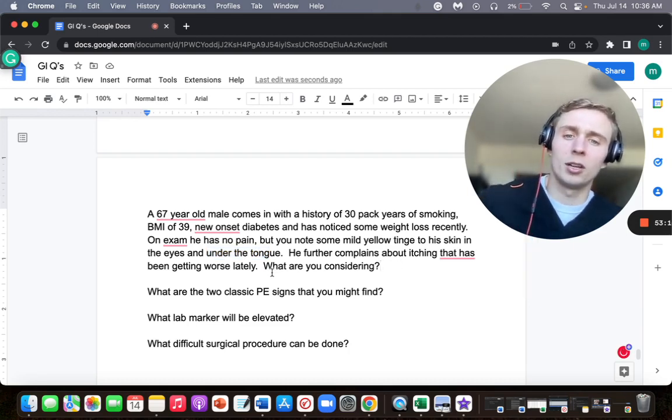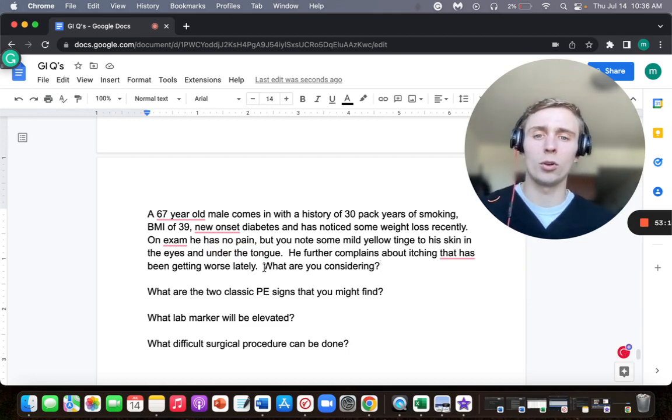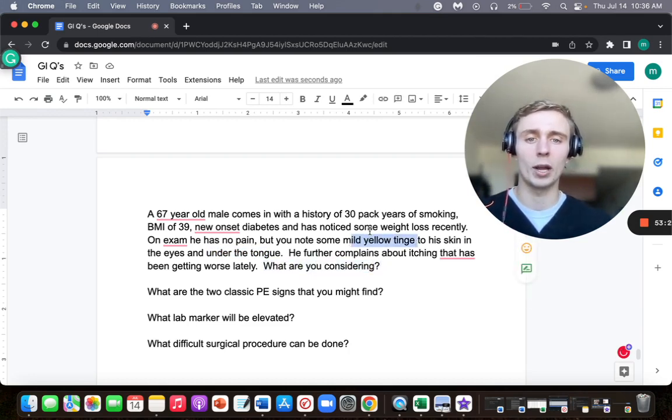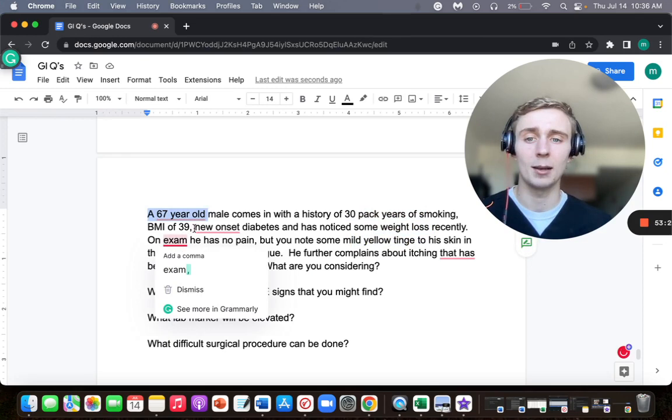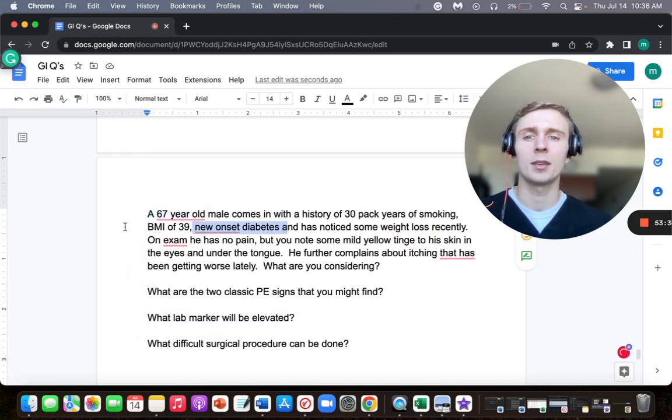What are you considering? So many signs that give this away. Again, the classic signs. Looks like he has jaundice. He's had weight loss, a long history of smoking, an older male. He has a new onset of diabetes. Why would he have that? He's overweight with a BMI of 39, and he has no pain on exam.